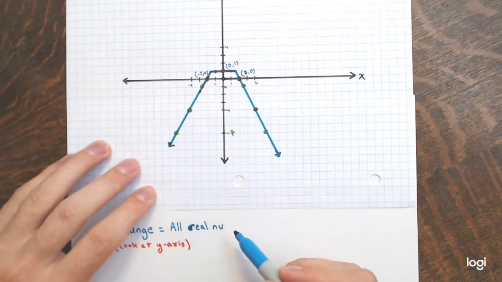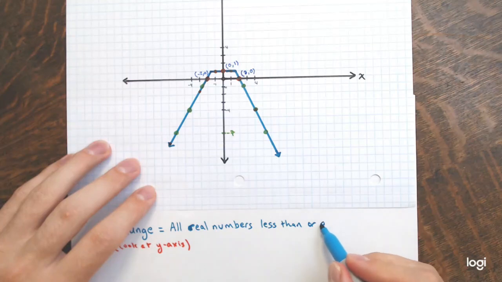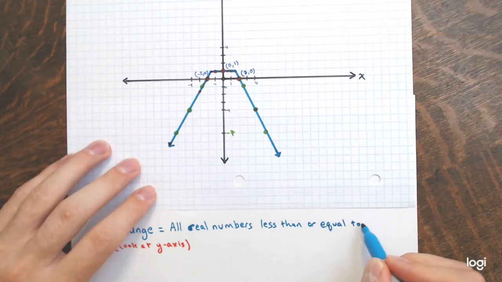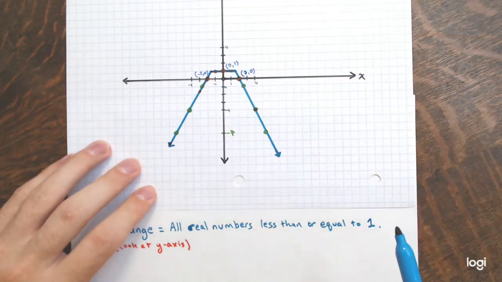Or I could say less than or equal to 1. All real numbers less than or equal to 1. If you want to write it out in words, this point down.